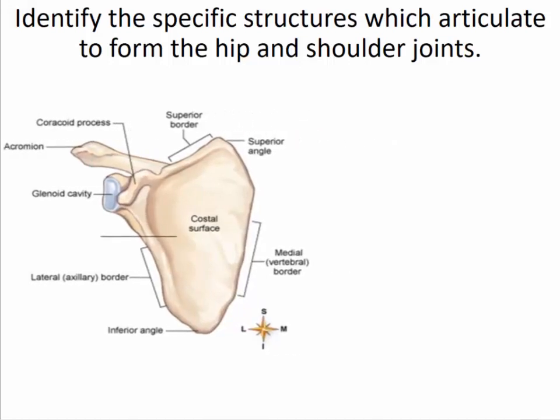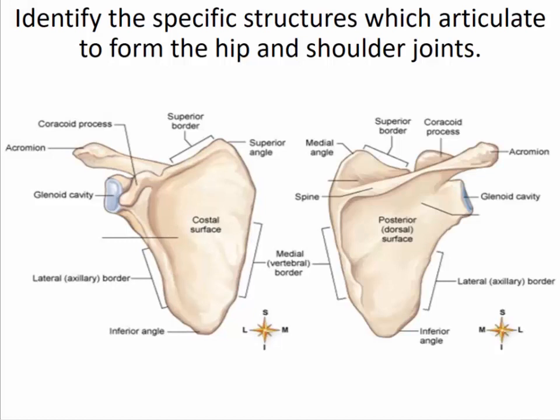If we move that off to the side, we can look at a posterior view of the scapula. Almost everything here is labeled the same, except for that we can see as you move down from the acromion process, there is the spine of the scapula. And then because we're looking at the posterior side of the scapula, we have the posterior surface.